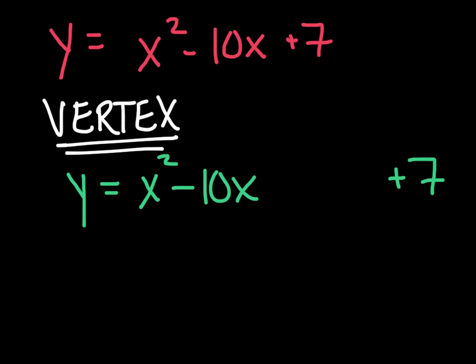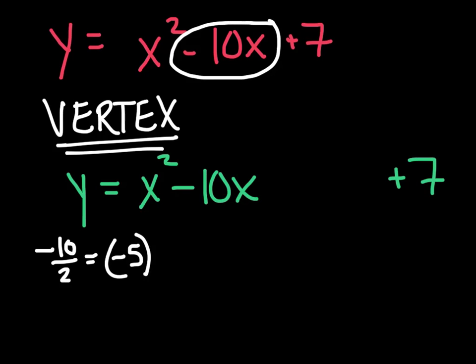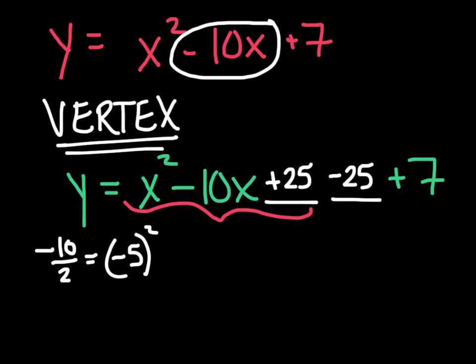All right, I'll quickly walk through my steps. I'm going to take this negative 10, cut it in half. Negative 10 divided by 2 is negative 5. Square it, and I get 25. So notice, again, I left that space and put two blank lines if that helps. I'm going to add 25 and subtract 25. Wrap those first three up in the beginning.